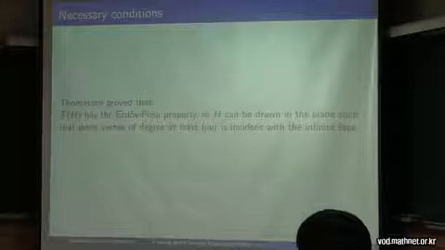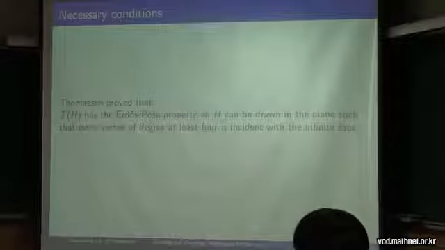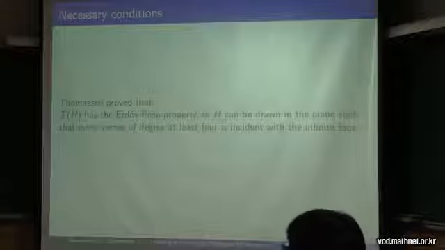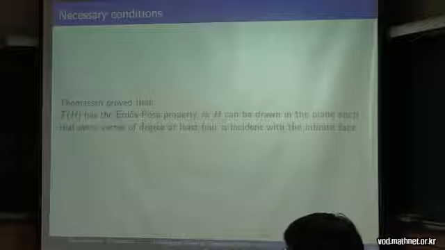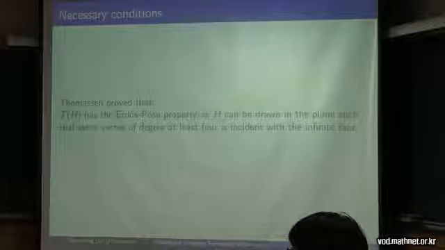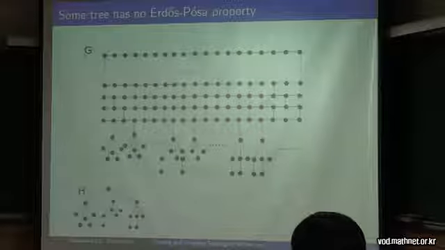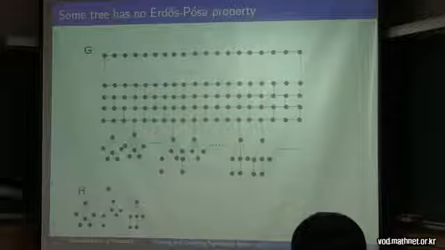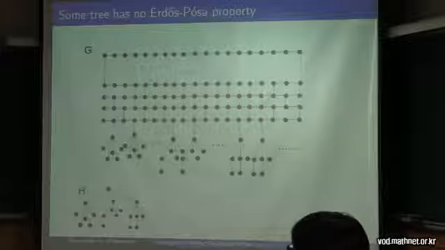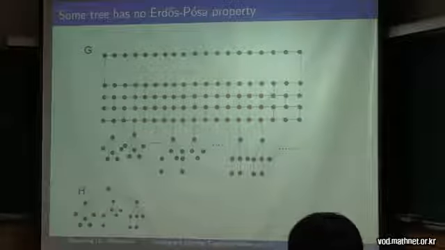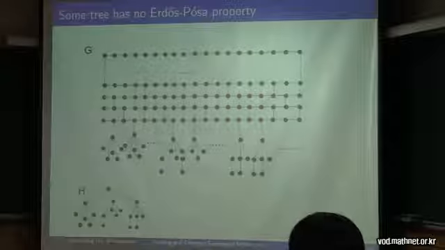The first one is proved by Thomason. If T of H has the irreducible property, then H not only has to be planar, but you should be able to draw H into the plane such that all vertices of degree at least 4 are incident with the infinite face. So it's a topological property. But this topological property is not sufficient. Here's an example. Let's consider this tree H. A tree is outerplanar, so we can draw it into the plane such that all vertices are incident with the infinite face. But I'll show that T of this tree has no irreducible property.